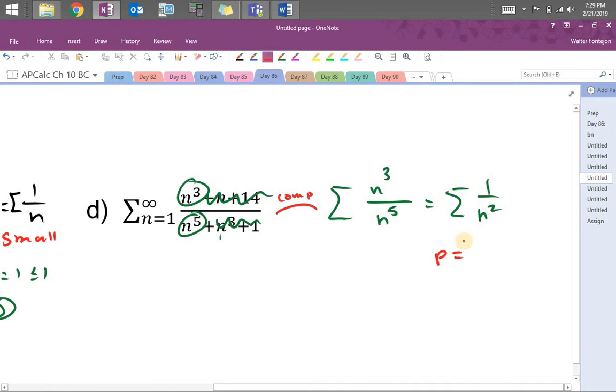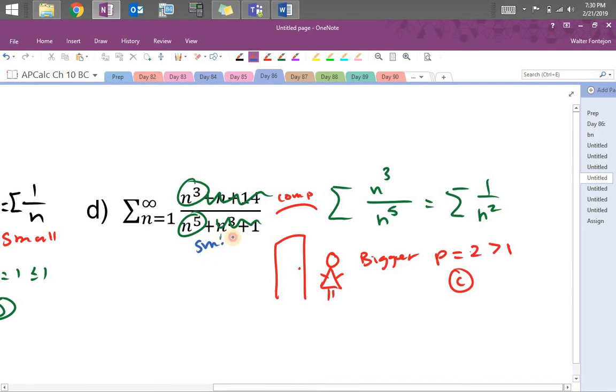Okay, we let p equal to 2. This is greater than 1. This is going to converge. Okay, if I compare this denominator with this denominator, it seems like this denominator is going to be smaller, so this is going to be bigger. Okay, so bigger converges means big person, big lady converges. What does it say about small lady? Also converges.